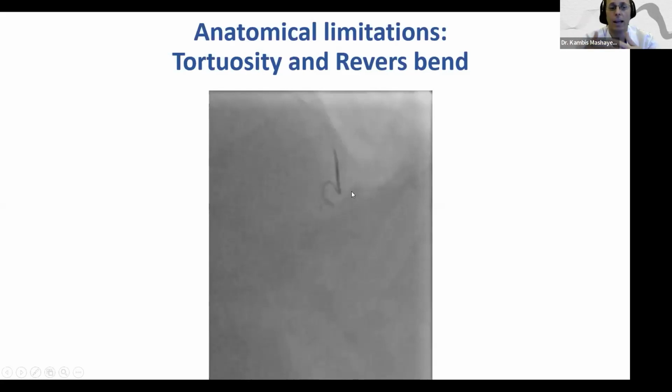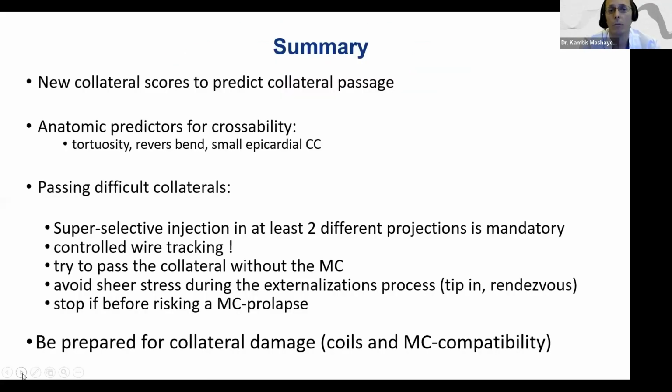It's a very, very flexible wire, and if you have this shaft prolapsing, then this is a way where I say, no, I don't go further and I stop here. I also tried the Sion Black, but the Sion Black was not able to pass down. If it would be a Sion Black, I probably could still take this curve. But with the SUO03, a prolapsing SUO03, it's so weak that it does not give you any stabilization for your microcatheter. So taking together, we have new collateral scores to predict the collateral passage.